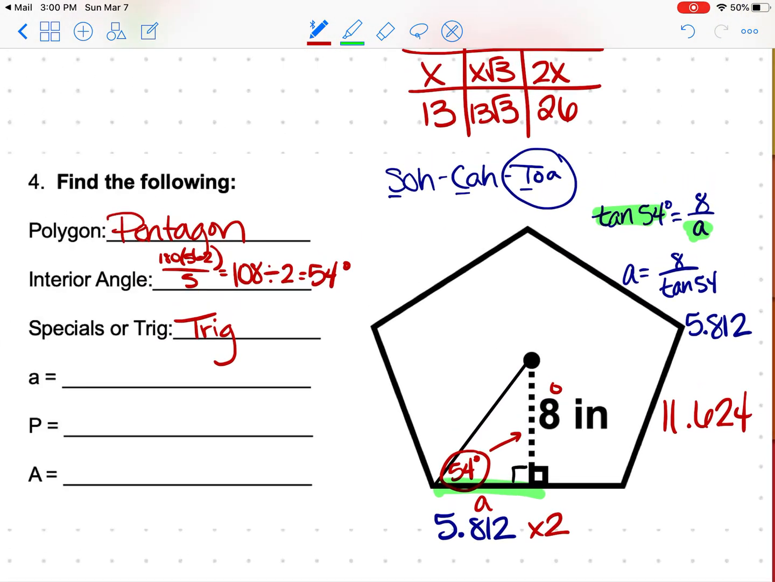So let's answer the questions. The apothem was given as 8. Perimeter, we have a 5-sided figure times our 11.624, which when we multiply there is the 58. And we're working with inches.